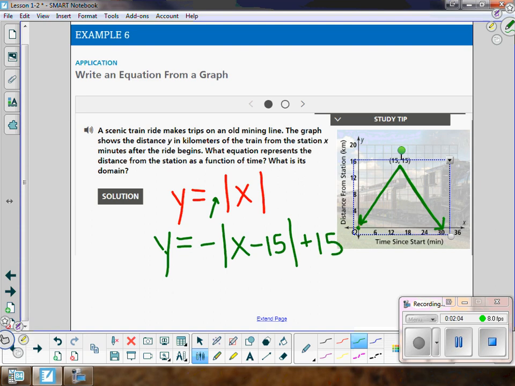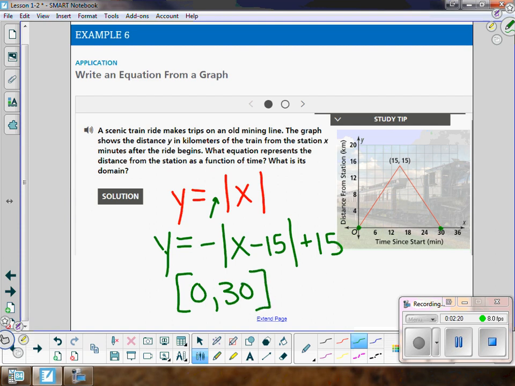All right, so the domain goes from, looks like if we take these arrows off, goes from 0 to 30. Okay, the domain would be 0 to 30 for x. We start at 0 minutes, we go for 30 minutes. Looks like after 15 minutes, you're 15 kilometers away.